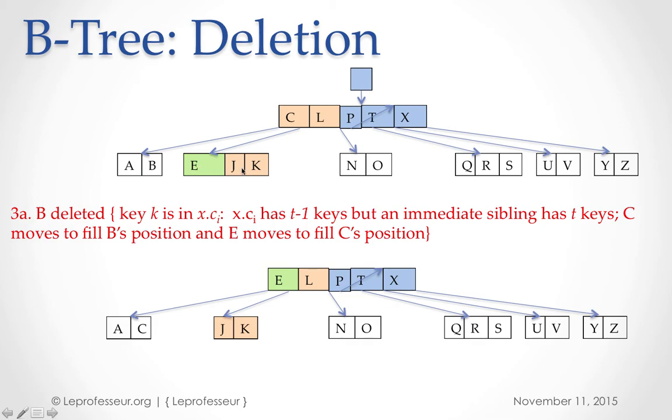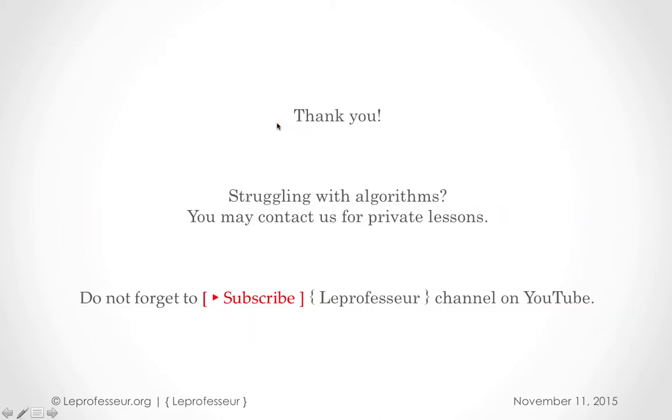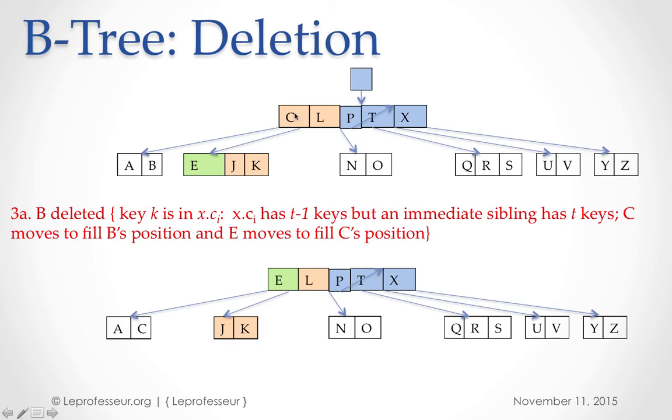So now when we want to delete B, the C which comes after this key, because this is the leftmost child in this case, takes the place of B. B is gone and now E takes the place of C. And the resultant tree will look like this.